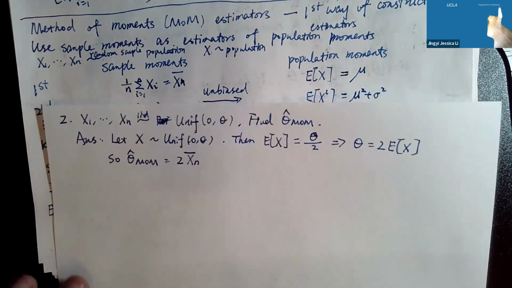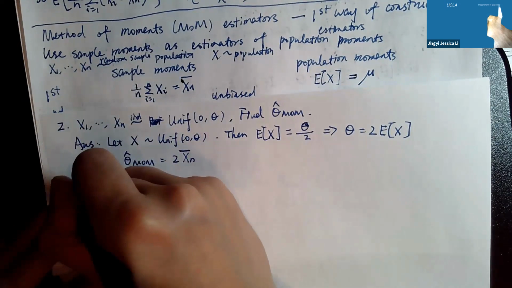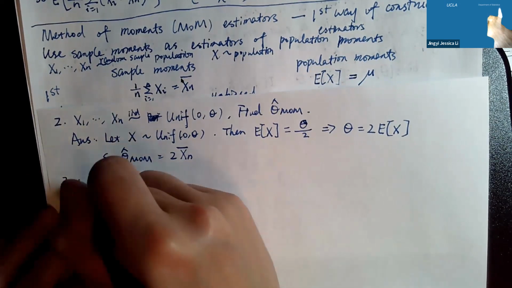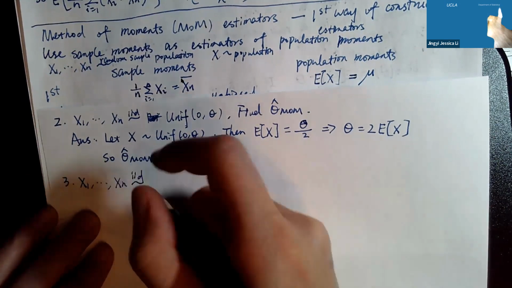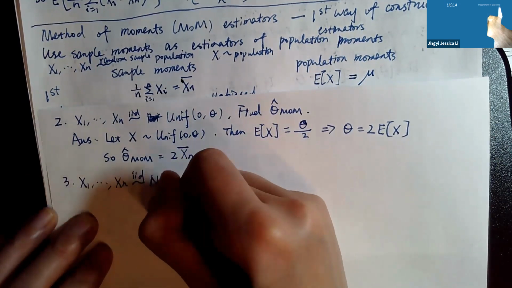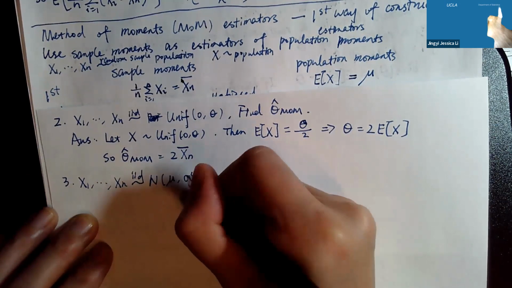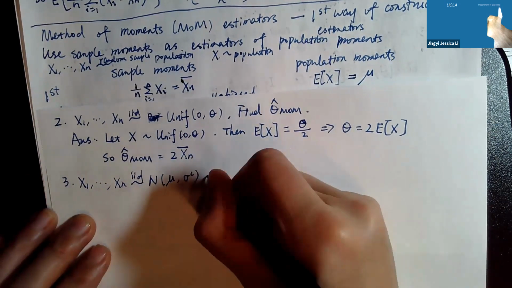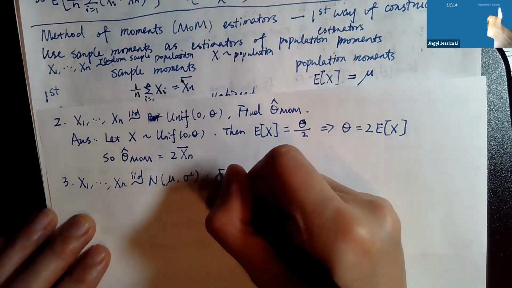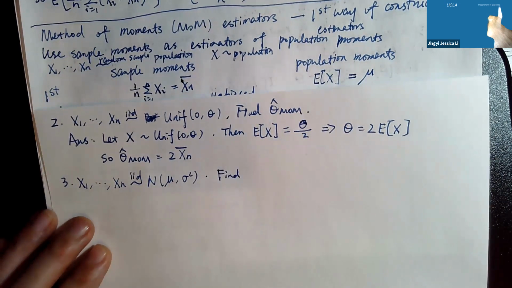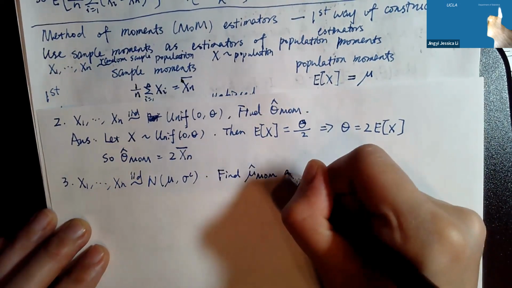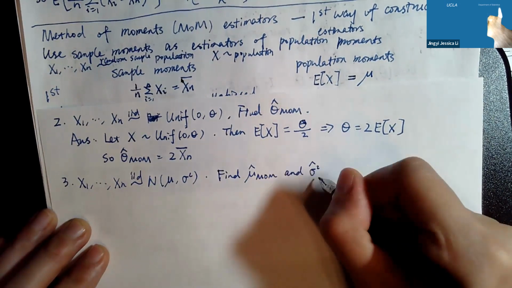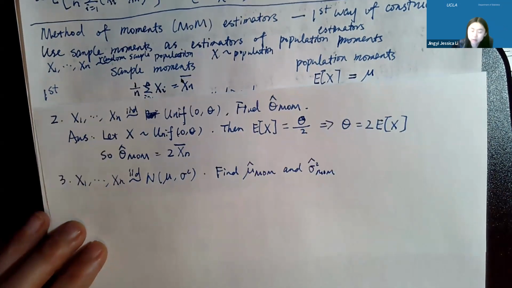Now let's move on to the third example. Let the random sample X1 to Xm be IID normal with mean mu and variance sigma squared. Now we want you to find the method of moment estimators for the two parameters, so find mu hat MOM and sigma squared hat MOM.